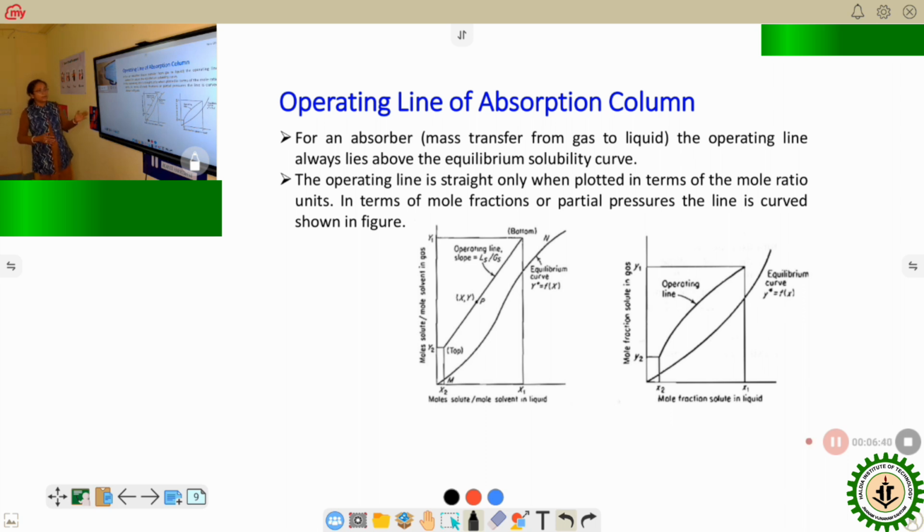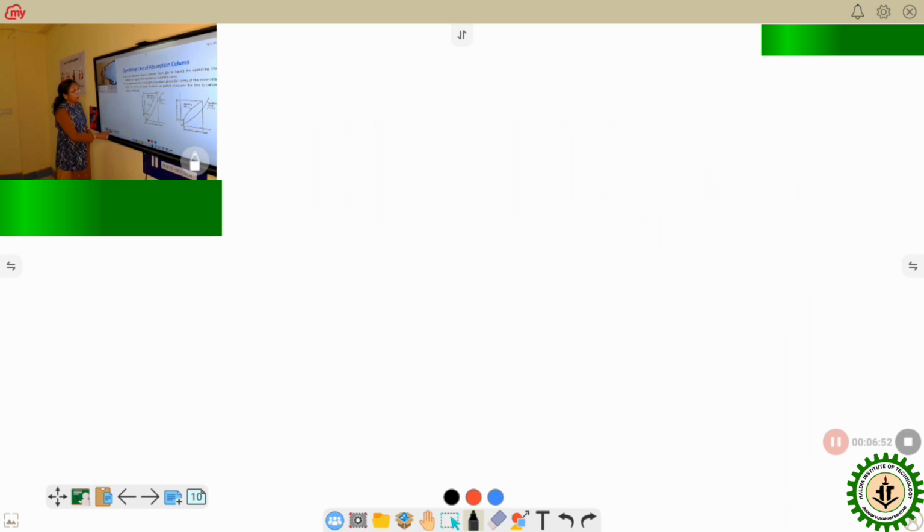That means if we make the plot based on mole ratios, it will always be a straight line. If we make the plot on a mole fraction basis, it will be a curve. And always the operating line lies above the equilibrium line.